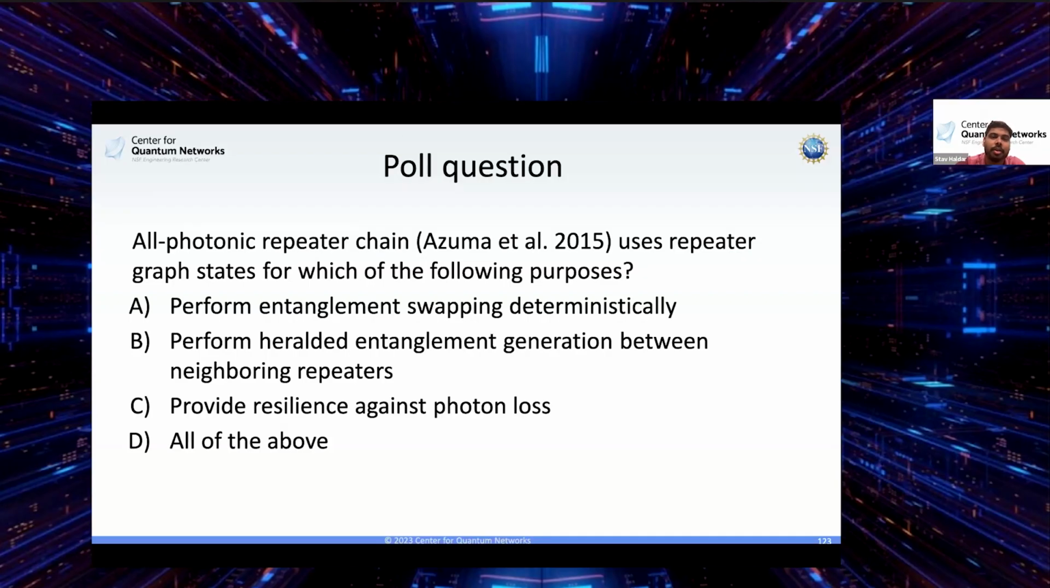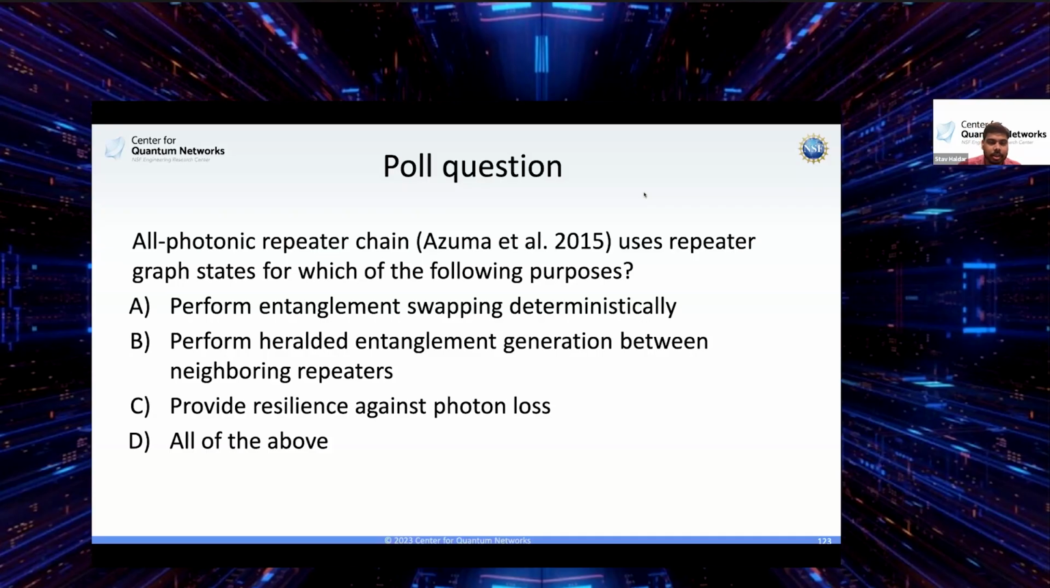So let's do a poll question now. The all-photonic repeater chain that we just discussed with the work by Azuma uses repeater graph states for which of the following purposes? I think it's a single choice. Yes. All right. Let's see what people think.